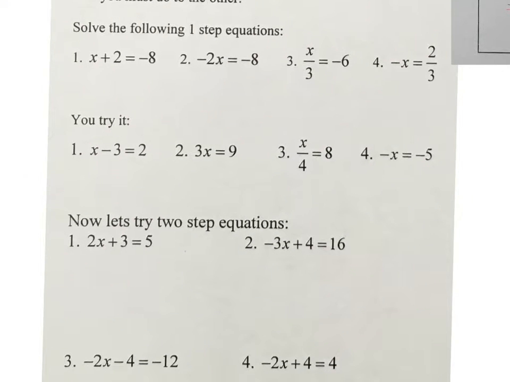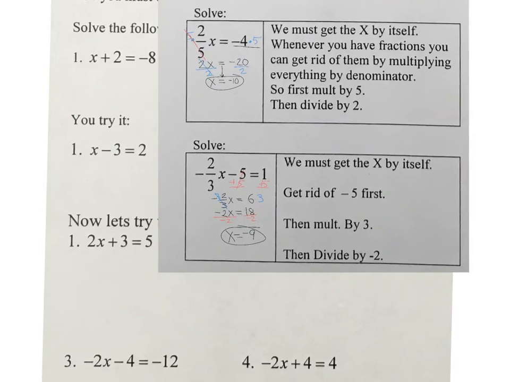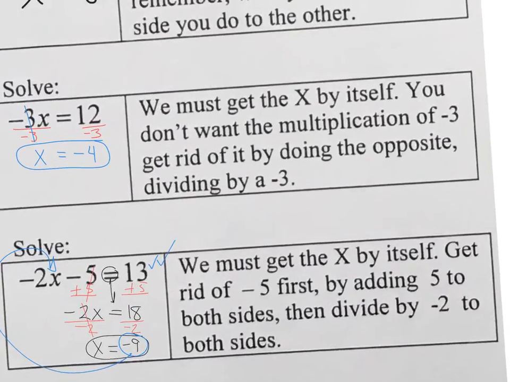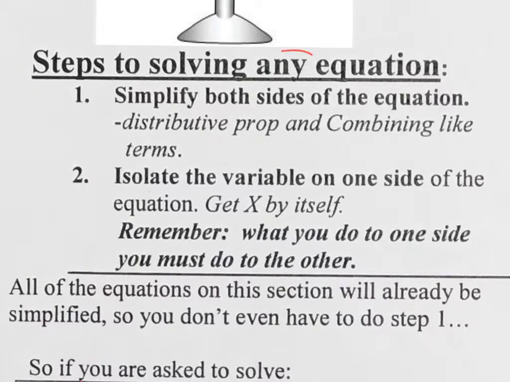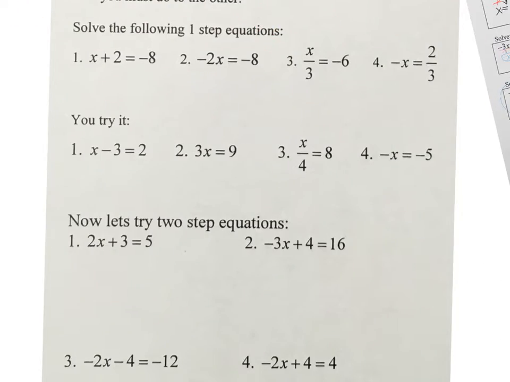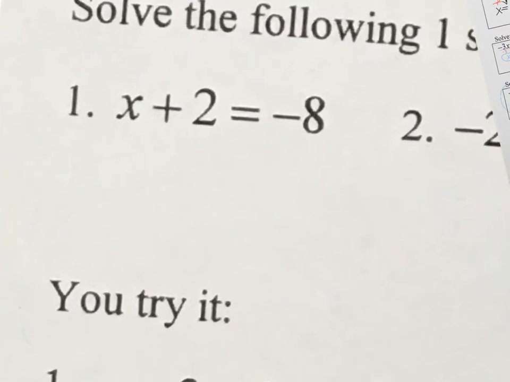Again, before I move on to this, up here we have the steps to solving any equation, okay? So if I did have a crazy, long, ugly-looking equation, I would have to do step 1, simplify both sides. If there's any distributed property, I do it. If there's any combining like terms, I do it. And I do one side at a time. But all of these equations that we're dealing with today, they're already simplified. What do I mean by that?